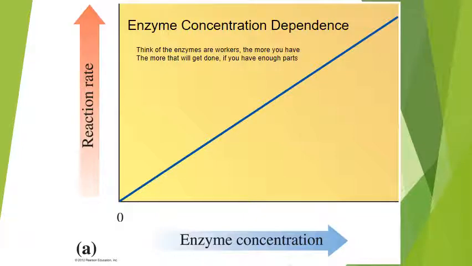In the first case, one way you can speed up a chemical reaction using enzymes is to add more workers. So enzyme concentration means workers; an increase in workers will increase how fast it goes. If you have more workers, you get more product. So if you want to speed up a chemical reaction, you add more enzymes. That's if you have enough parts.